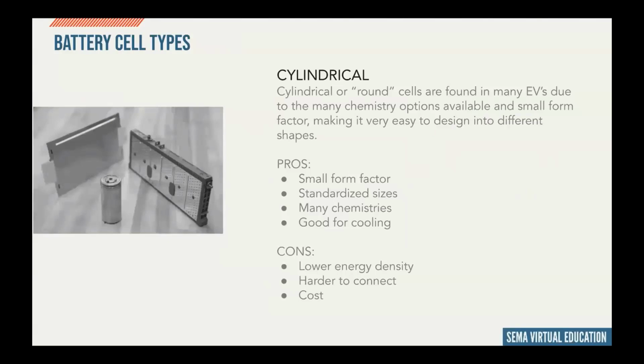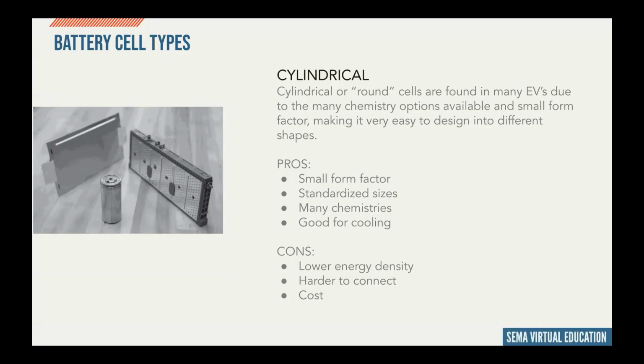So within the batteries, when we look at designing a battery pack, there's three primary different types of cells that can be chosen today. We're going to start with cylindrical, but there's cylindrical, there's pouch, and there's prismatic. This image shows all three, so there's a reference to what they look like.